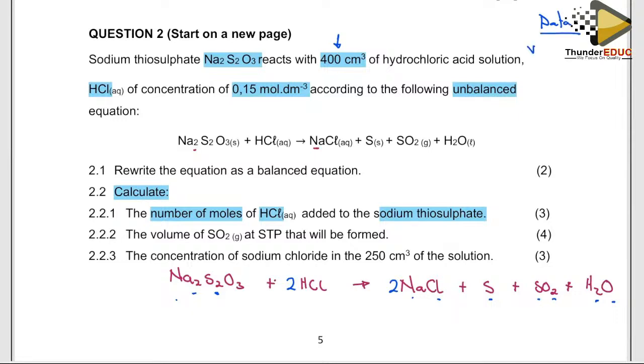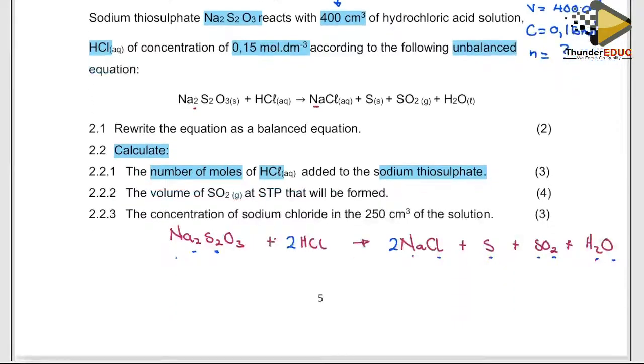We're having a volume which is equivalent to 400 cubic centimeters. Then we're also going to have a concentration, which is your C there, of 0.15 mole per dm cubed. Then the final one there, we are going to have our n, which is our number of moles. So these are the ones that are in question. So this is the formula that you're going to manipulate according to the data that you're given.